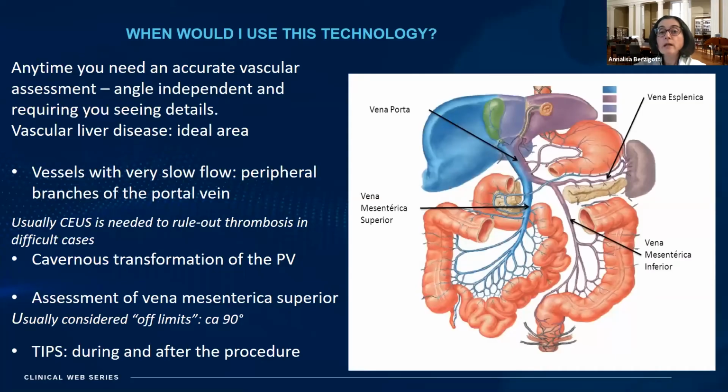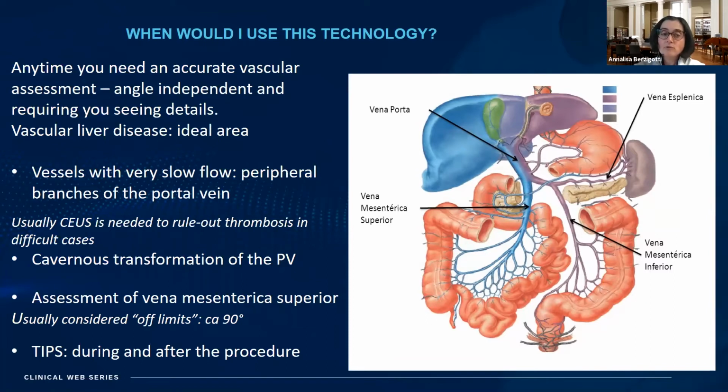So when would I use it? I think anytime you would need an accurate vascular assessment of the liver, which is angle independent and requires you to see the tiny details. For this, of course, vascular liver diseases, so thrombotic pathologies of the portal vein or liver veins, would be, in my view, very suitable for this kind of imaging. And if you need to see very slow flow, like in the peripheral branches of the portal vein, either you use contrast or you would not be able to see it, but with this technology you might.